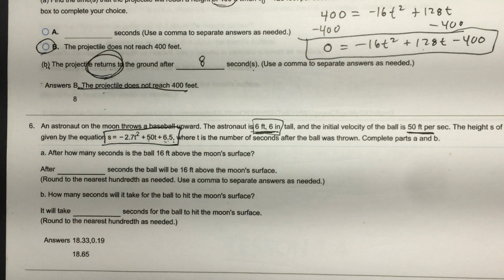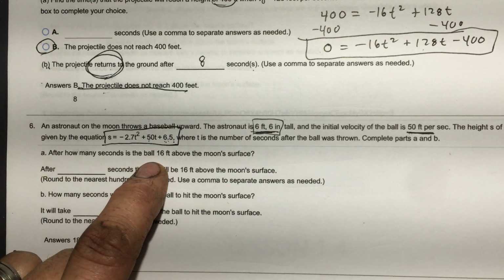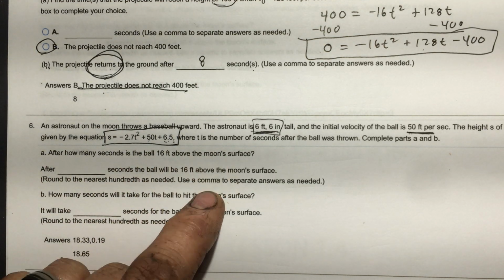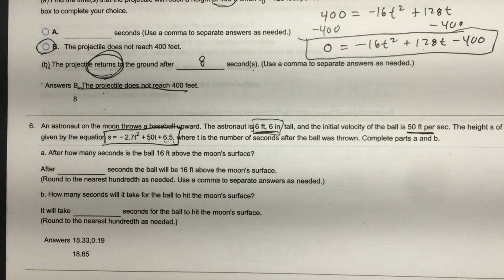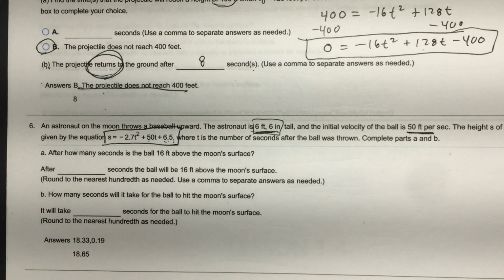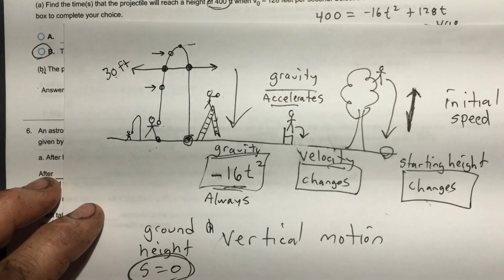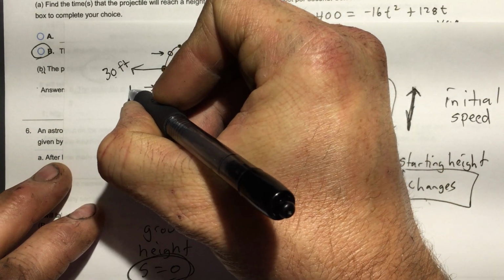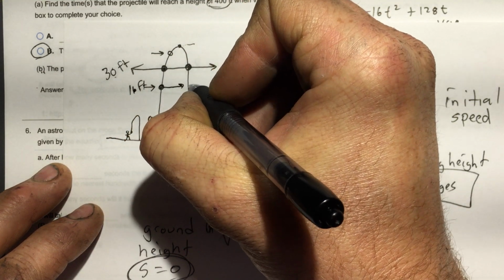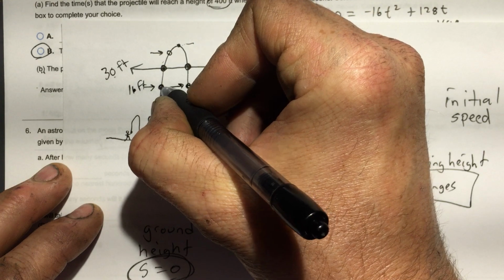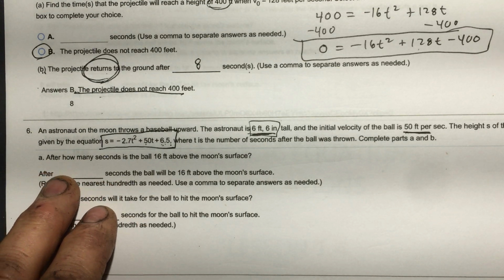Okay. So, question A, after how many seconds is the ball 16 feet above the moon's surface? Now, like I mentioned earlier, there's probably going to be two answers here. If you look back at my picture from a while ago, let's say this is 16 feet right here. It could be 16 feet on the way up, or it could be 16 feet on the way down. So there should be two answers. All right, so let's see what they are.